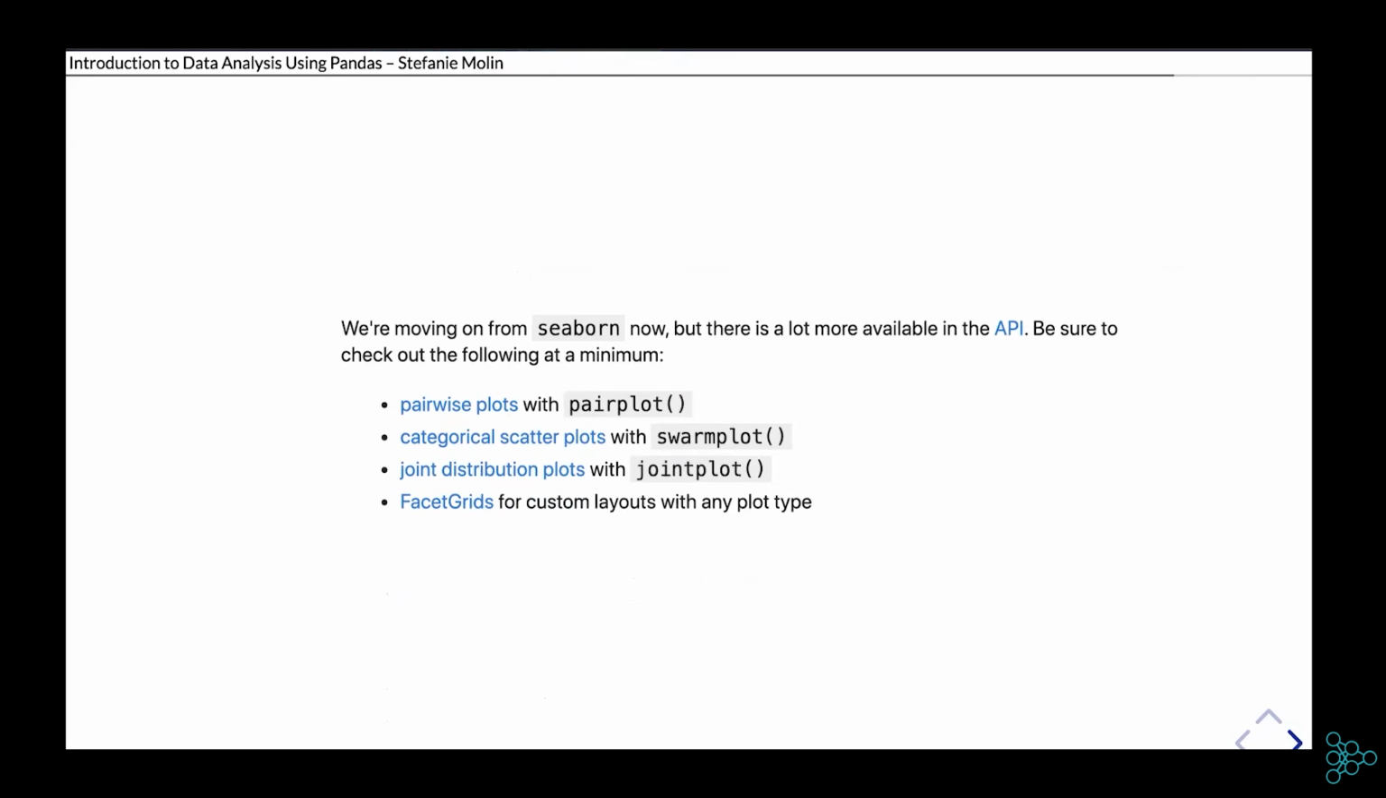I've linked to the API for more information. I'm also suggesting some plots to take a look at here: pairwise plots, some plots for visualizing categorical data on one axis and numeric data on another, which are swarm plots, as well as plots for joint distributions, and the FacetGrid, which was the underlying visual that was part of the distribution that we looked at previously.